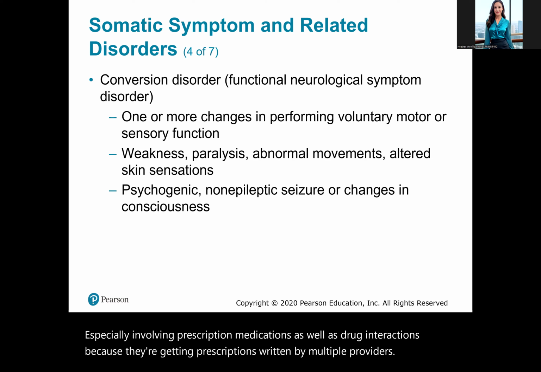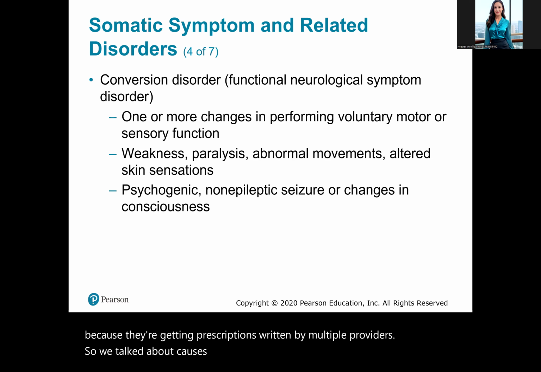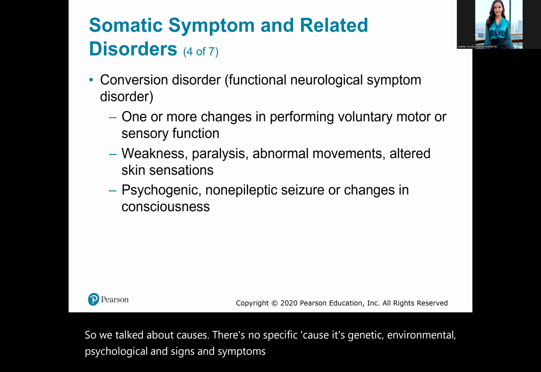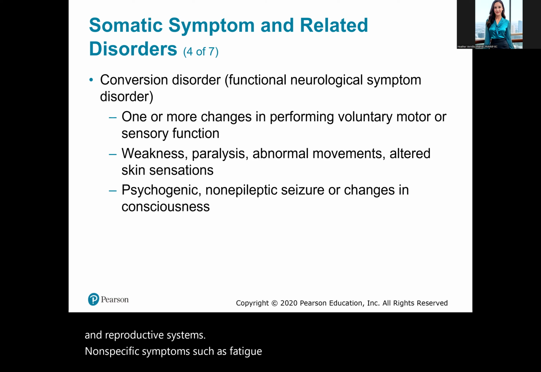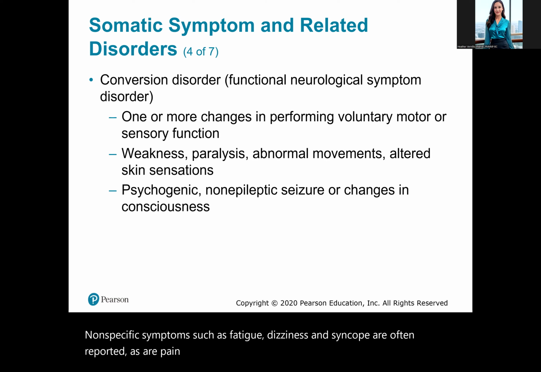So we talked about causes. There's no specific cause. It's genetic, environmental, psychological. And signs and symptoms may involve any body system, but commonly involve the gastrointestinal system, neurologic, cardiopulmonary, and reproductive systems. Non-specific symptoms such as fatigue, dizziness, and syncope are often reported, as are pain symptoms. And it's not uncommon for patients to report multiple symptoms at the same time.